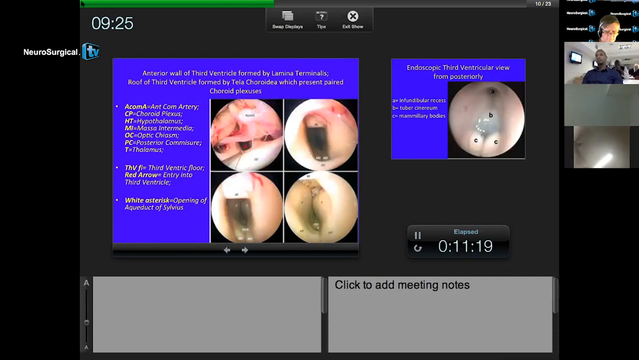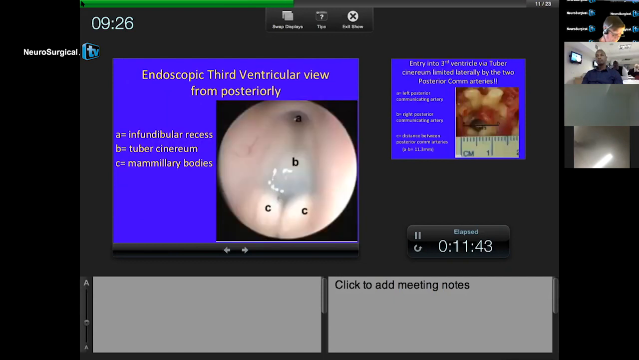The third ventricular floor, which is this one, is essentially going into the third ventricle, and that's your posterior commissure, and this is the view from within the ventricle. The ideal view that you want to see when you're doing your third ventriculostomy is this. You see your mammillary bodies, you see your tuber cinereum, and you see your infundibular recess. Once you see this, you're pretty sure that that's where you want to be. And that's your most common.